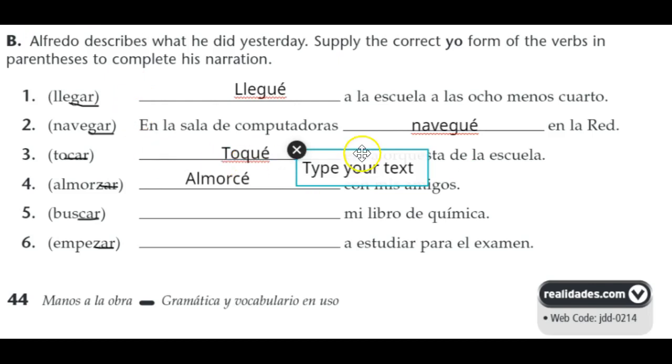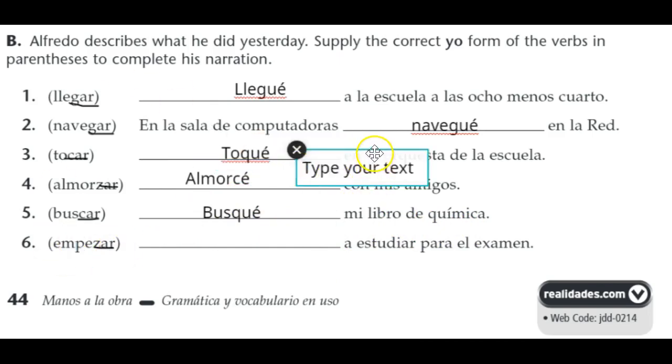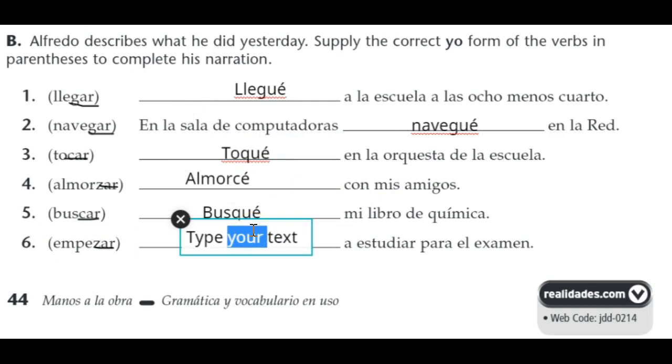Buscar becomes what? Busqué, doesn't it? Busqué. I looked for it. Looked for what? My chemistry book. I looked for it. Busqué mi libro. And the last one is empezar. Now, empezar is a lot like almorzar, right? Because we have that ZAR there, don't we? And here we have empezar. So it's the same kind of pattern. Empecé a estudiar. I began to study for the test.